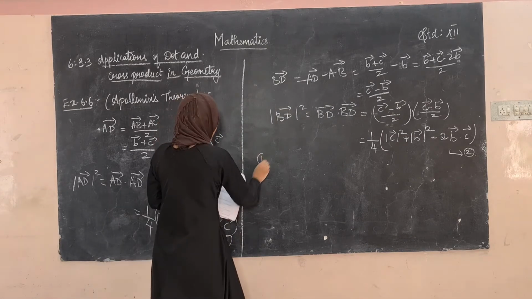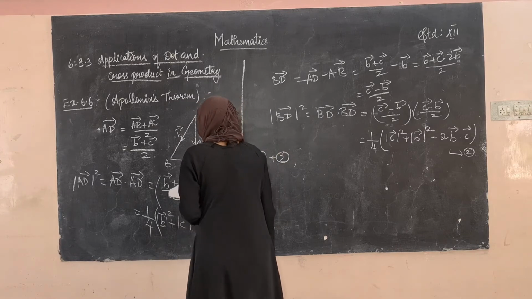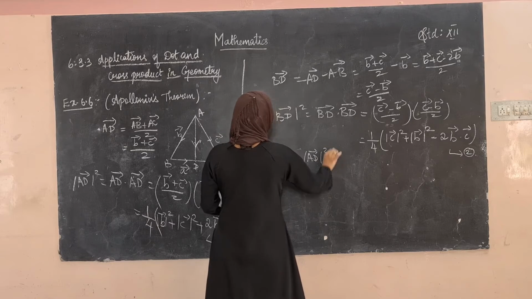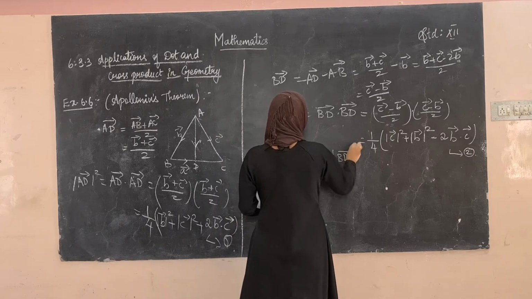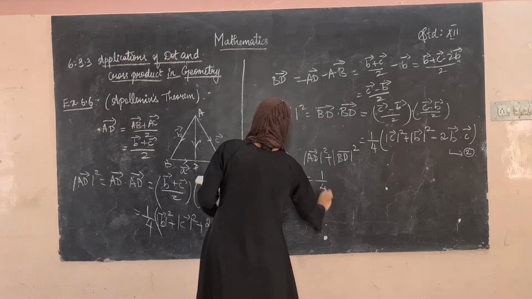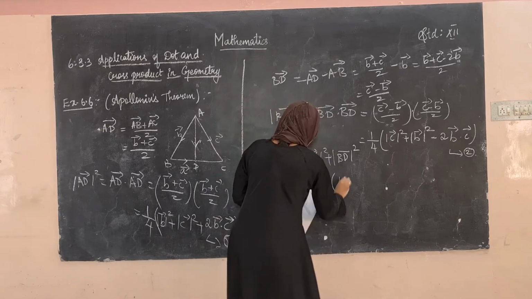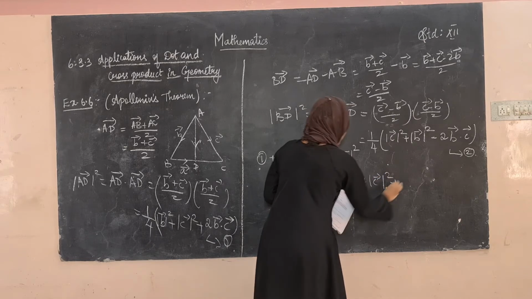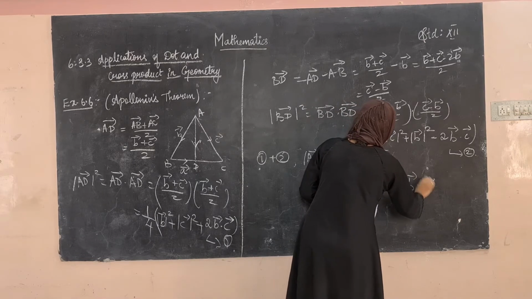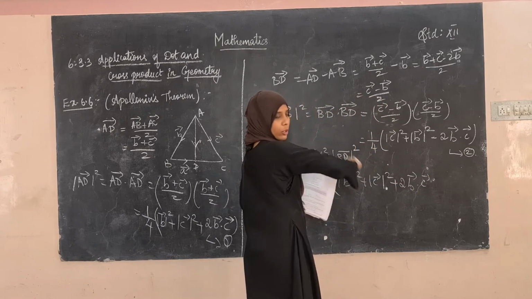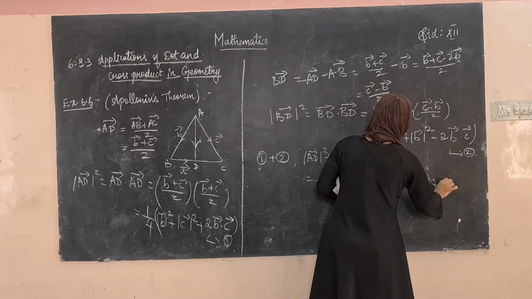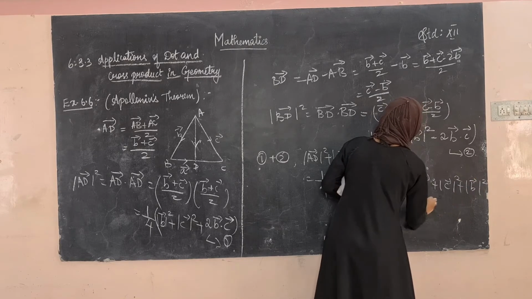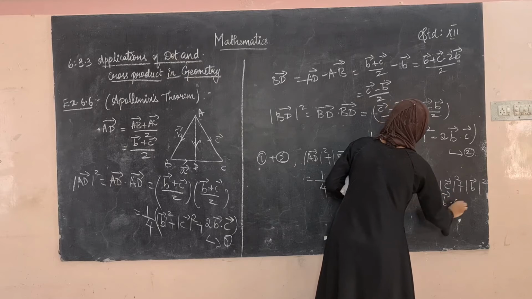Okay, so adding 1 and 2, what we will be getting is 1 by 2, that is modulus of AD vector the whole square plus modulus of BD vector the whole square is equal to 1 by 4 into modulus of b vector the whole square plus modulus of c vector the whole square plus 2 into b vector dot c vector. So you are taking 1 by 4 common. We are adding, right? So modulus of c vector the whole square plus modulus of b vector the whole square minus 2 into b vector dot c vector.